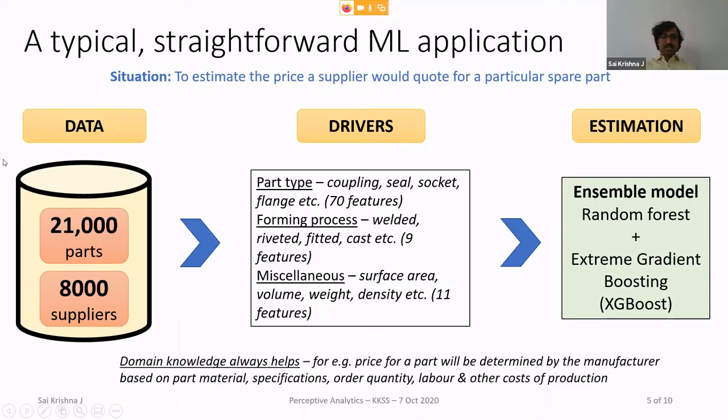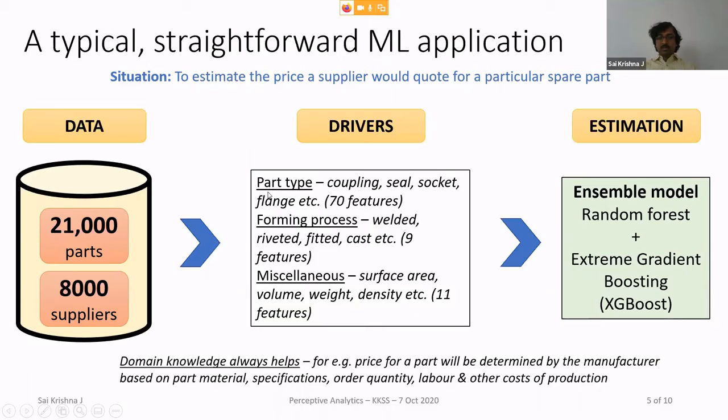Now the data in this scenario, we had around 21,000 parts which were procured from 8,000 suppliers, and then using this data, I'm sure you will all be familiar with the typical machine learning activity, right? So we have something called drivers or the independent variables which have an influence on the dependent or the target variable. So what are those drivers in this particular project?